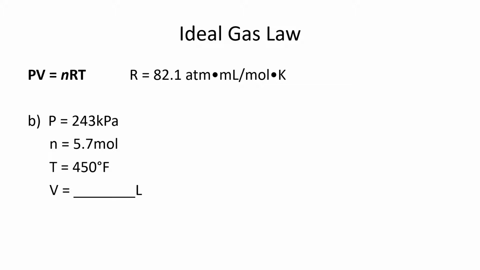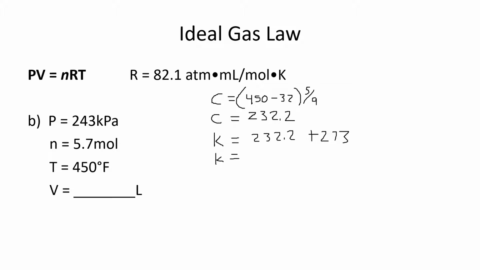One last one for smiles and giggles. So remember your units. We want to be in atmospheres, mLs, moles, and Kelvin. So here we got Fahrenheit. We had to change to Celsius, right? 232.2 Celsius, and then we have to add 273 to get to ultimately Kelvin. So here it's the same problem, it's just we did the conversion for temperature on the front end. From now on, it's plug and chug.